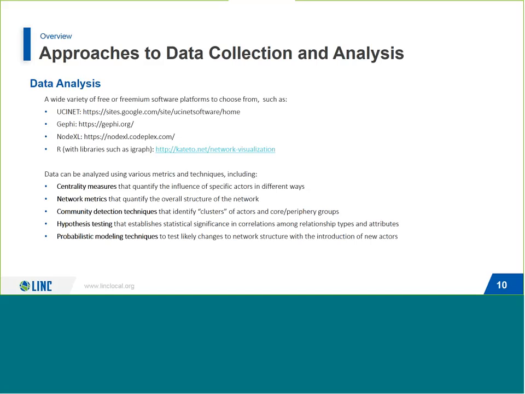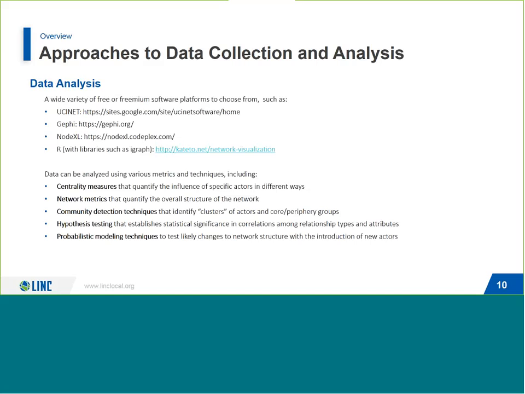Hypothesis testing techniques as well. So that's looking at statistical significance in terms of correlations between any of the relationship types or attributes. So if you're looking at, do NGOs, are they more likely to have relationships with other NGOs or with government offices perhaps, you could use these techniques to test if there's statistical significance to those patterns. And then there are some techniques for doing probabilistic modeling. So if a new member to this network was added, what's the likelihood, using probability distributions, that they would have connections to other types of actors in different ways.